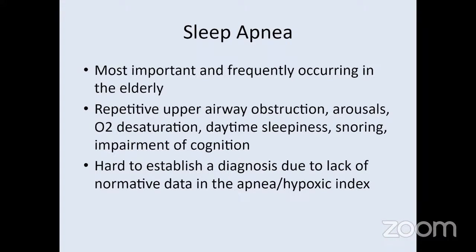So what is sleep apnea and how does it affect sleep? Sleep apnea is one of the most important causes of sleep disturbance, and it frequently occurs in the elderly. It's characterized by repetitive upper airway obstruction, arousals, decrease in oxygen saturation, daytime sleepiness, snoring, and impairment of cognition. It's hard to establish a diagnosis due to the lack of normative data in the apnea hypopnea index.